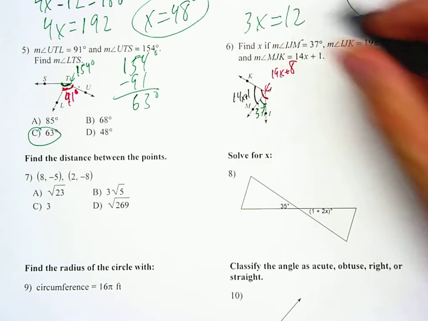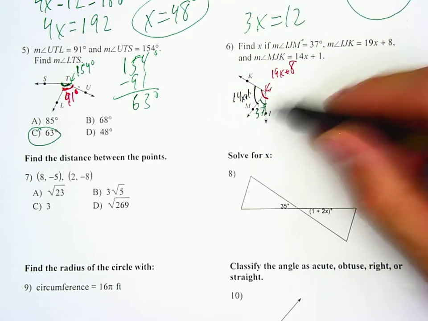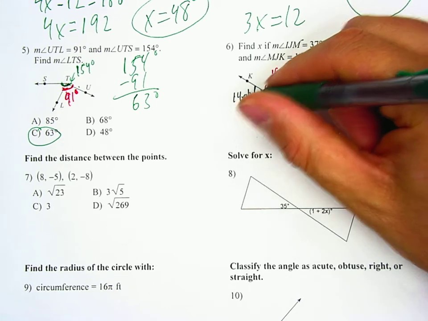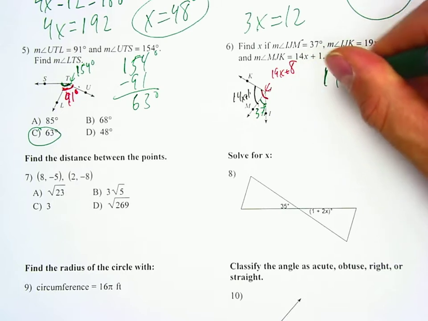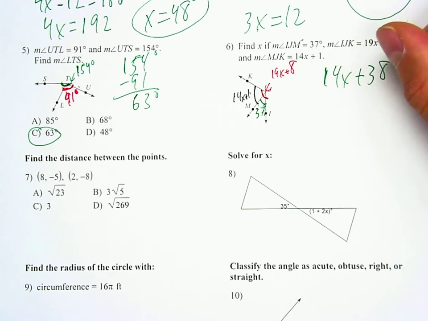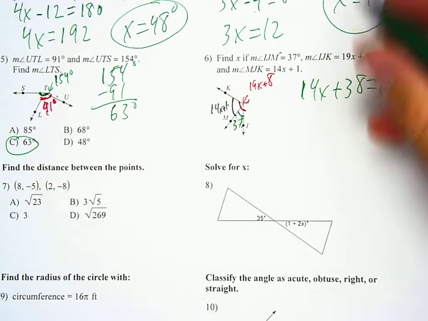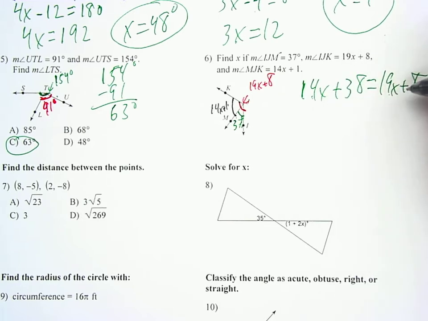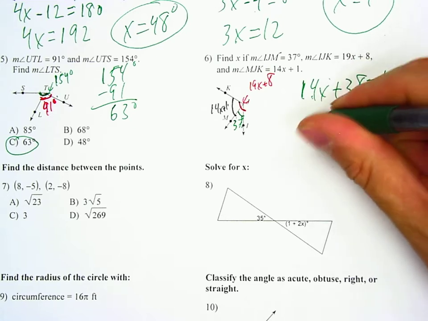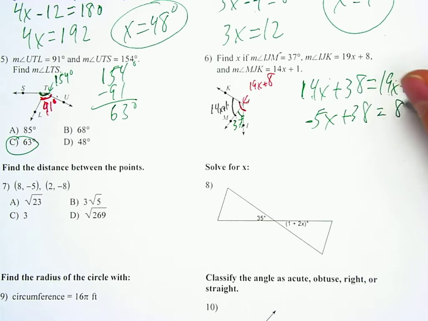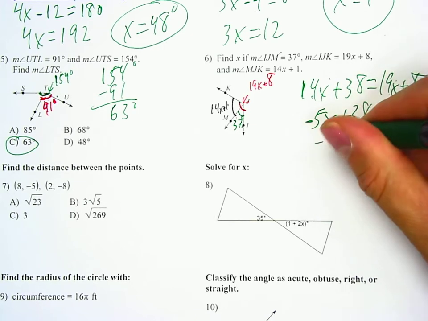All right, so the 14x plus 1 plus the 37 will equal the 19x plus 8. So 14x plus 1 plus 37, so that is 14x plus 38, is equal to 19x plus 8. Taking 14 from 19 yields a 5, or you could take 19 from 14 to yield a negative 5. It wouldn't really matter which way you went, so maybe I'll make this a negative 5x plus 38 equals 8. Taking 38 from 8 yields negative 30.